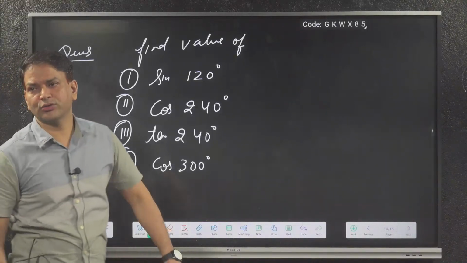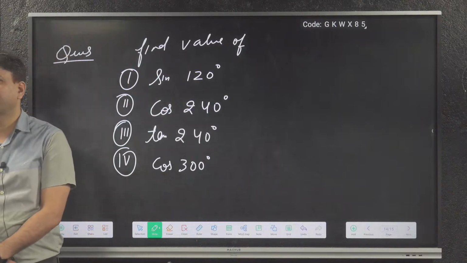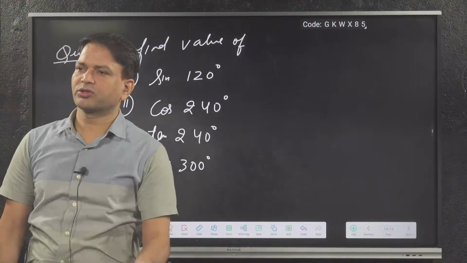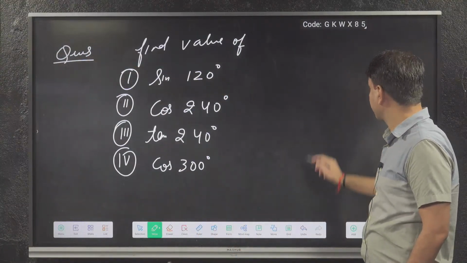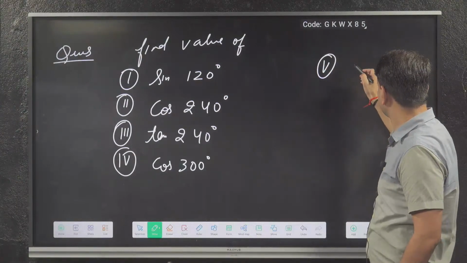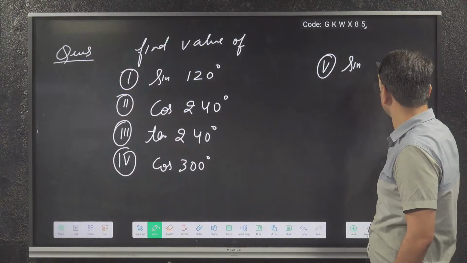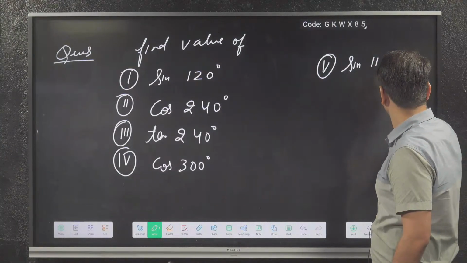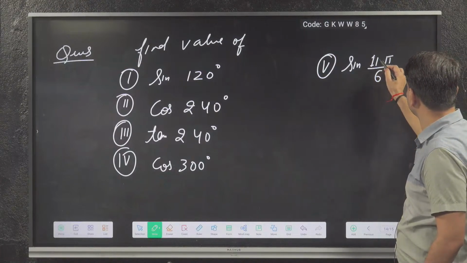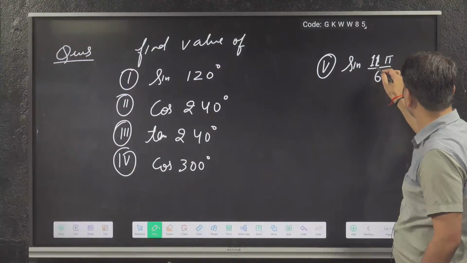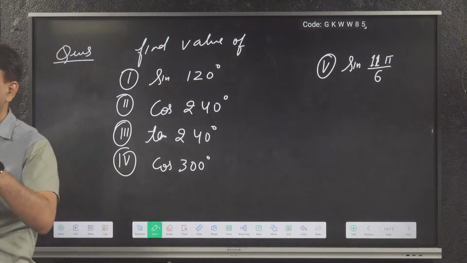Okay, these four values I gave: we have to find the values of sine 120 degree, cos 240 degree, tan 240 degree, cos 300 degree. In radians also you have to know. Radian also, one example I will give: sine 11 pi by 6. These values we have to find.